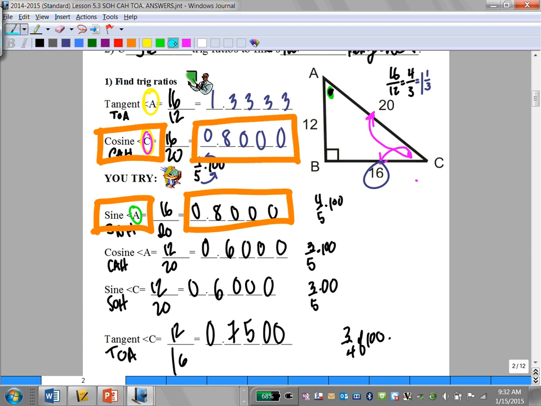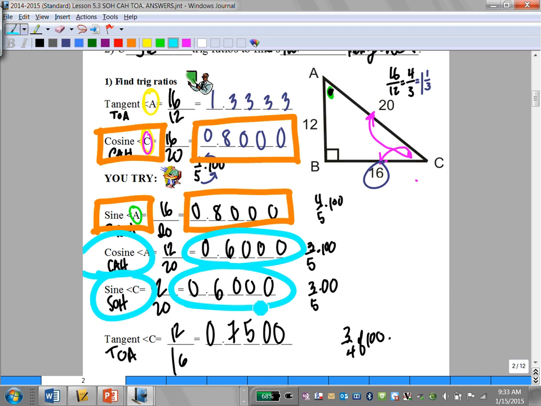Here's another one. I'd like you to circle cosine of A. I'd like you to circle its answer, 0.6000. I'd like you to circle cosine of C. And I'd like you to circle its answer. Okay, I want 10 seconds of silence. I just want you to think about it for a second. There is a pattern there. There's some sort of correlation, some sort of connection. 10 seconds thinking about it yourself.